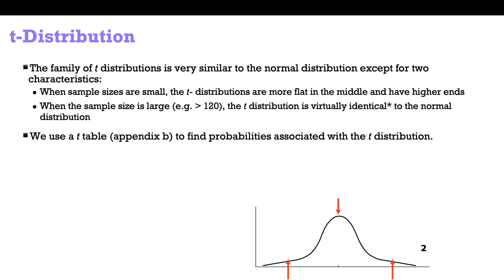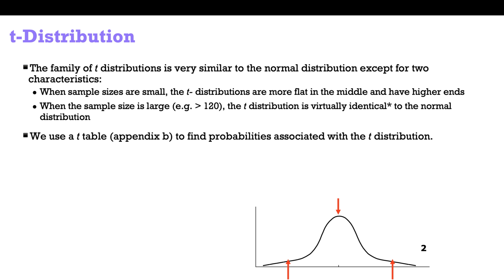And then secondly, when the sample size is large, i.e. over 120, the t-distribution is virtually identical to the normal distribution. So if we have, say, 480 people in our sample size, we could either use the t-distribution or the z-distribution. However, if our sample size is less than 120, we have to use our t-distribution in order to get our correct values. Our t-distribution is found in Appendix B.